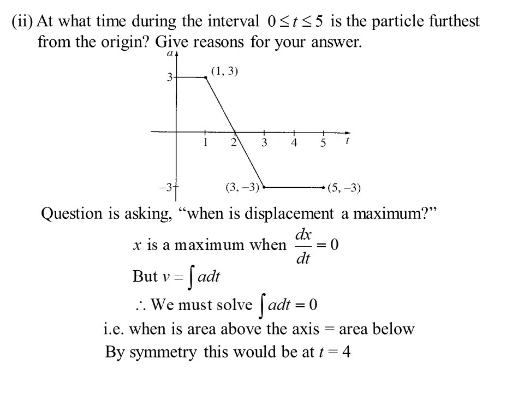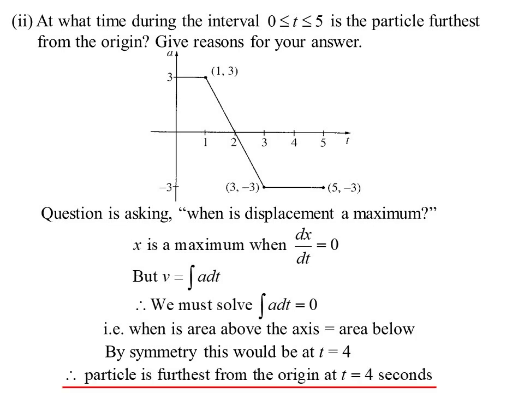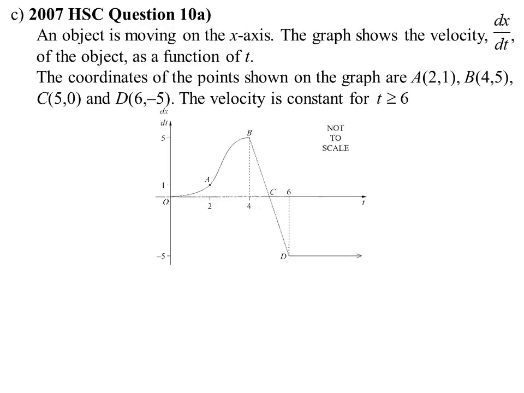It'll be when t equals 4. That's when it's furthest away. As I say, there are other ways of doing it. You could work out the equations of the individual pieces of the function, and you could work it out that way. 2007, here's one where you couldn't work out the equation because it's curved. You'd be guessing what the equation is for those bits.